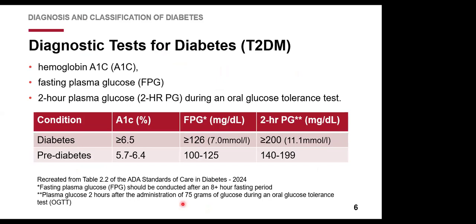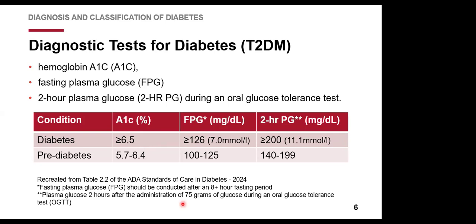The diagnostic tests that we use, one is the glycated hemoglobin, which we also call the A1C. We can also do the fasting plasma glucose, and the fasting has to be more than 8 hours. And then we also have the 2-hour plasma glucose after an oral glucose tolerance test.